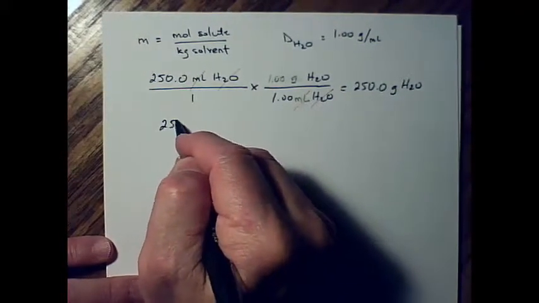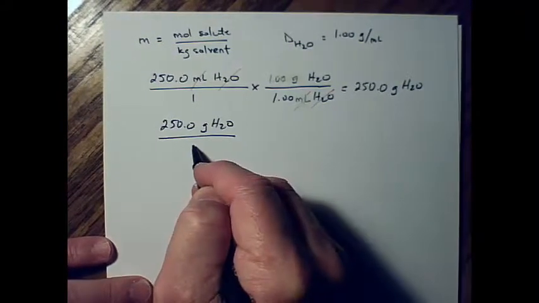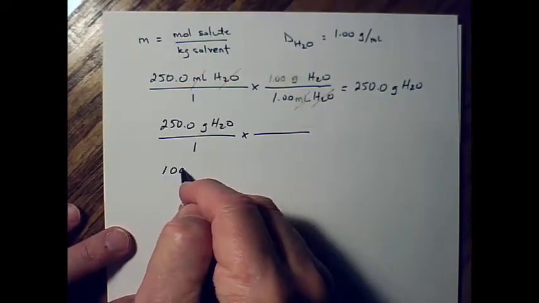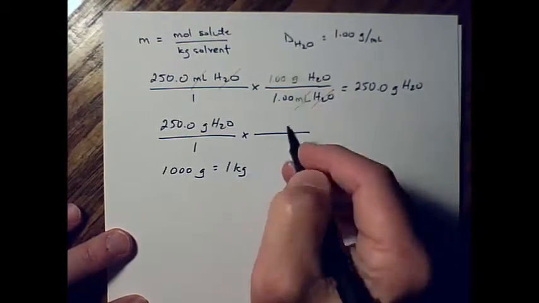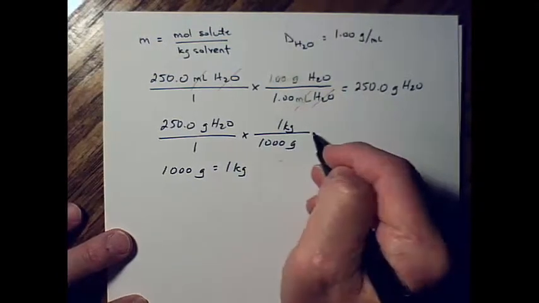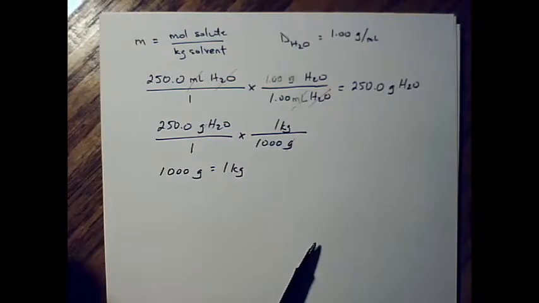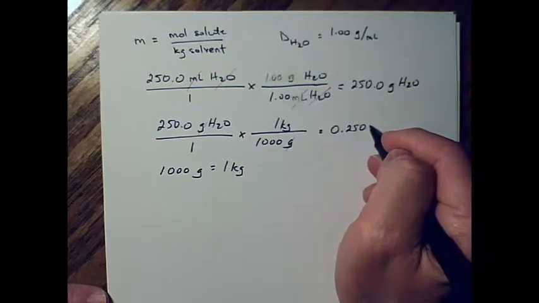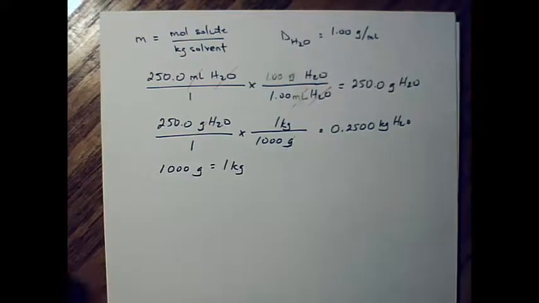So we take that 250.0 grams of water, put it over 1, and we need the conversion unit to go to kilograms. Well, you need to know there are 1,000 grams in 1 kilogram. So we're going to put 1,000 grams on the bottom and 1 kilogram on the top. Cancel out grams. And we get 0.2500 kilograms of water.